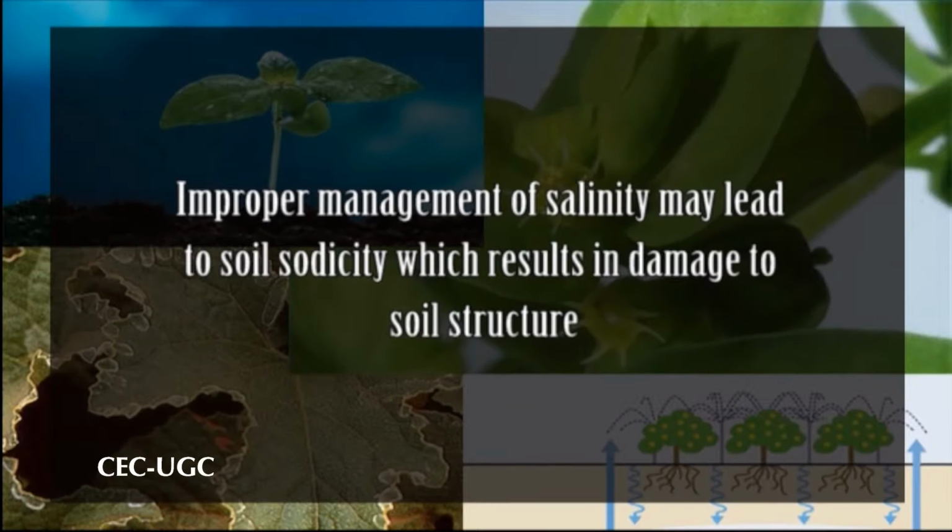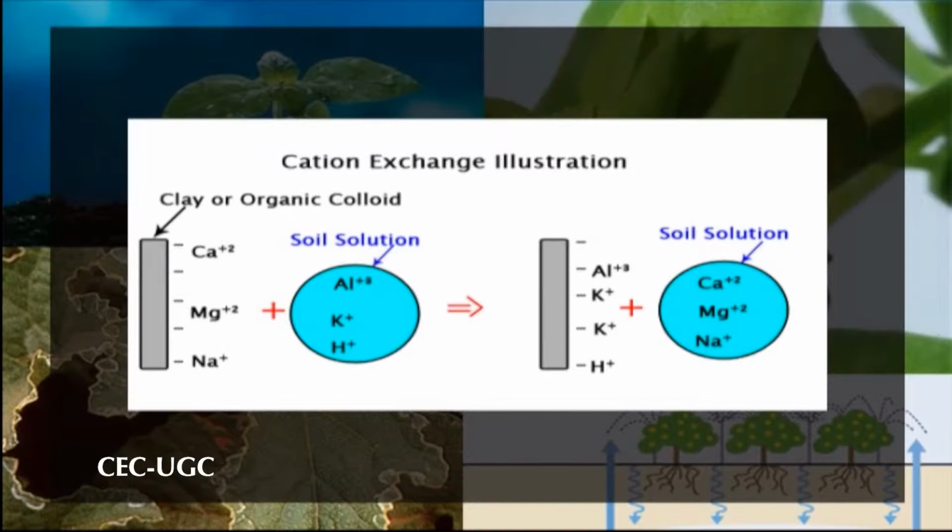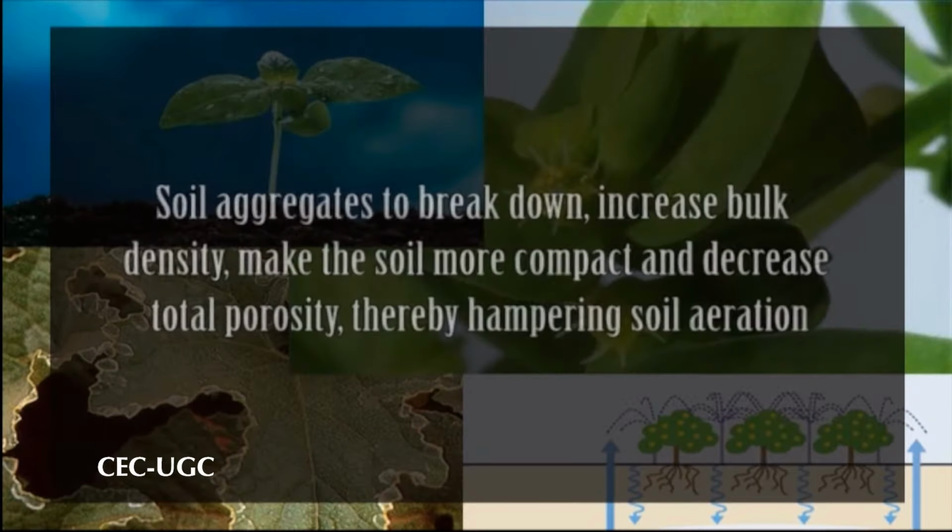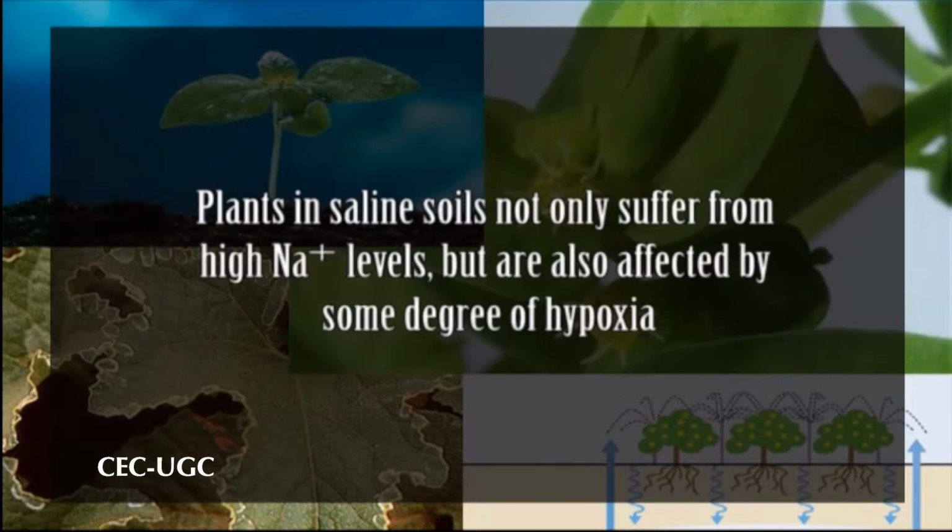Improper management of salinity may lead to soil sodicity, which results in damage to soil structure. In particular, the action of sodium ions when they occupy the cation exchange complex of clay particles causes soil aggregates to break down, increase bulk density, make the soil more compact and decrease total porosity, thereby hampering soil aeration. As a result, plants in saline soils not only suffer from high sodium levels but are also affected by some degree of hypoxia.